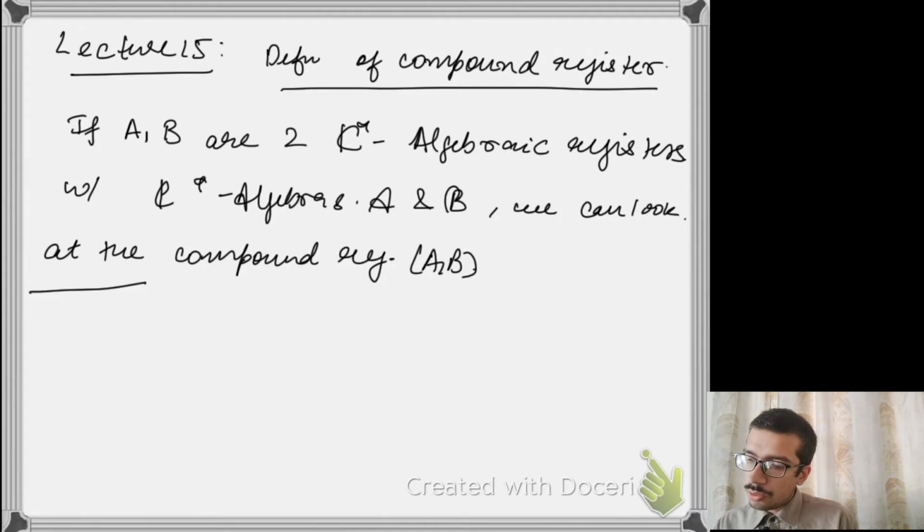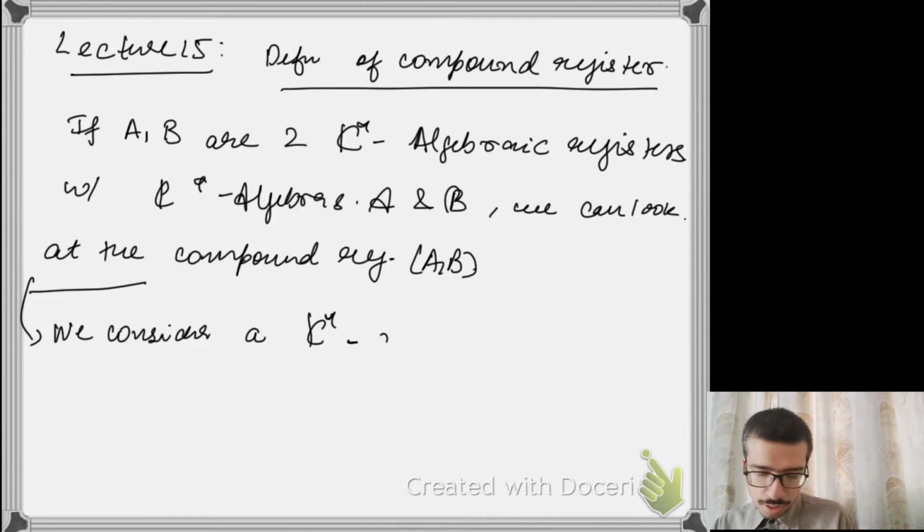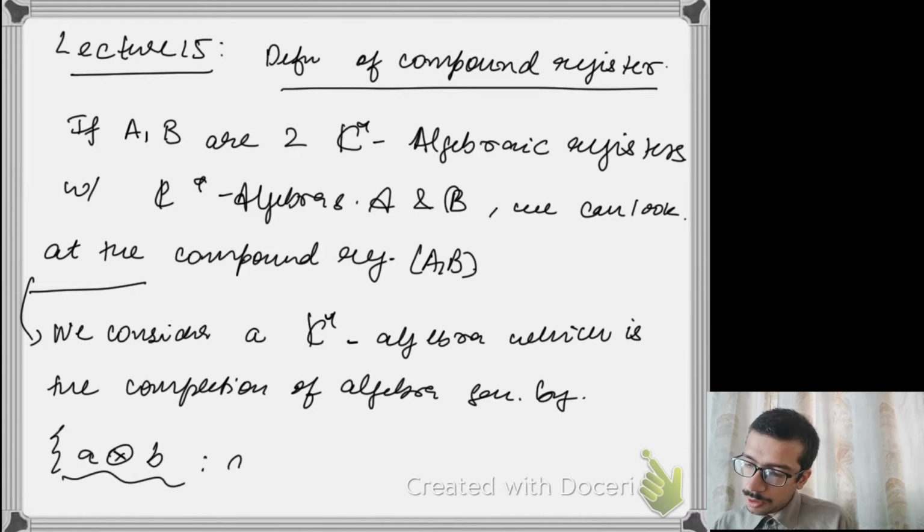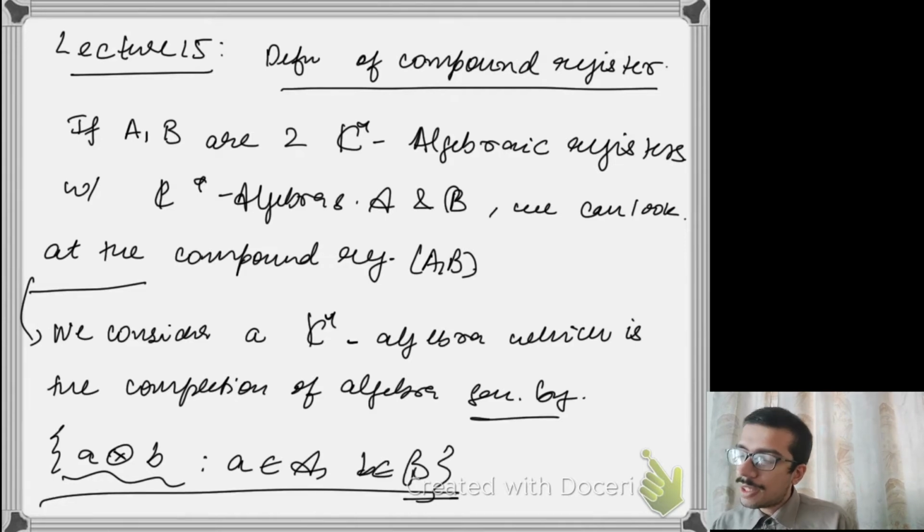In order to do that, we consider a C star algebra which is the completion of the algebra generated by a tensor b, all these tensor products with a in A and b in B. So first we take all the tensor products, then we consider the algebra generated by these tensor products, which consists of all the linear combinations of these a_i tensor b_i. Once we have all those linear combinations, then we take the completion.